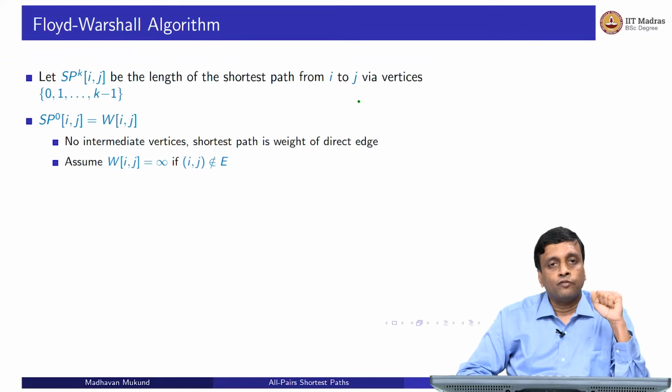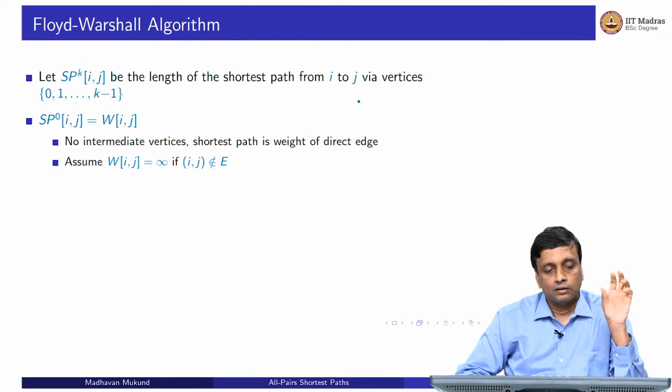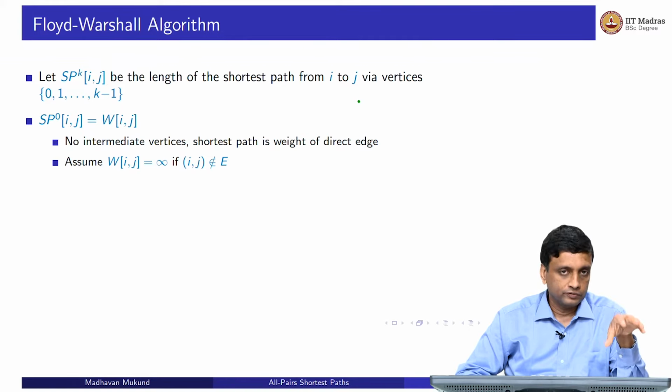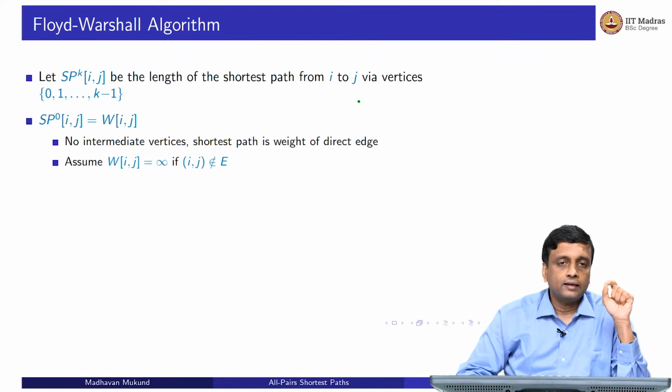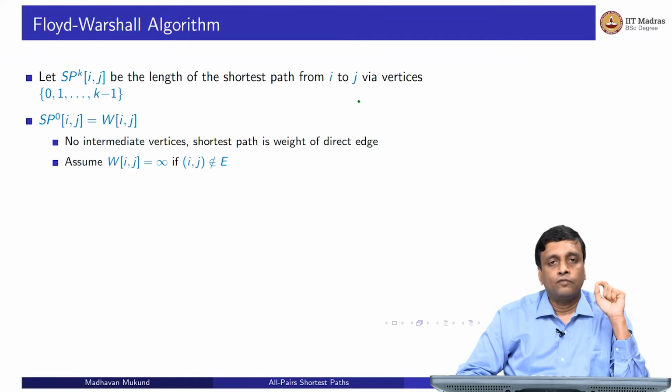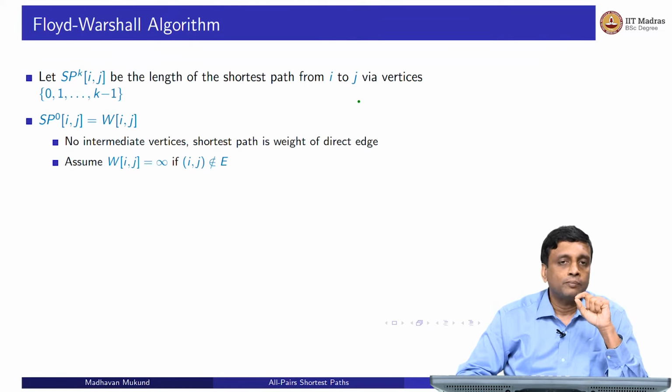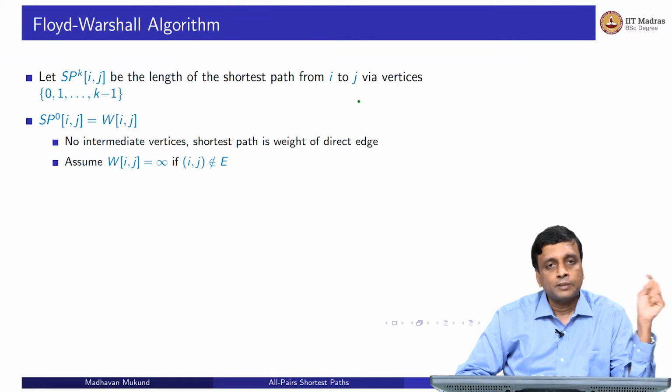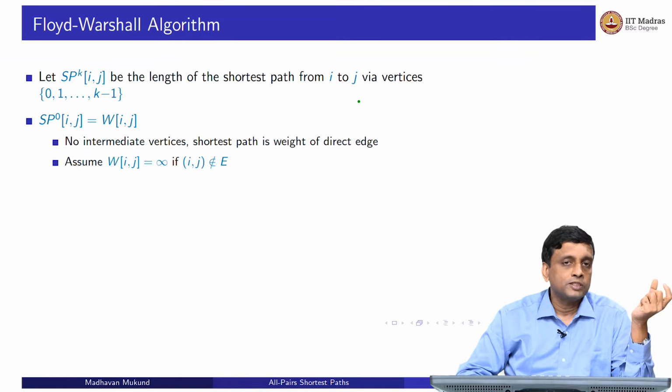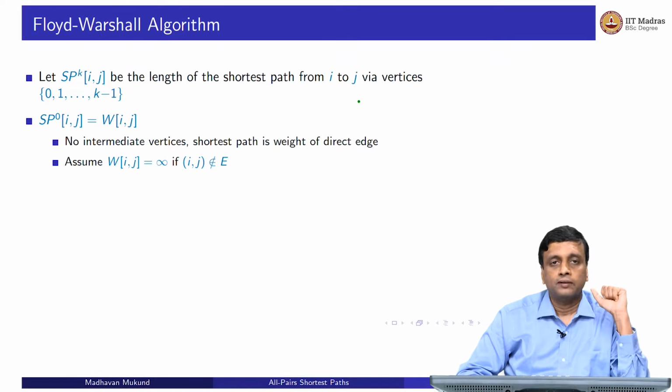So as we did for Warshall's algorithm, let us compute this quantity. There we called it B for the transitive closure part of it, but here let us call it SP for shortest path. So SP^k(i, j) is going to be the shortest path from i to j provided I stick to vertices between 0 and k minus 1. Earlier it said, does there exist a path from i to j which sits between 0 and k minus 1? Here I am computing a quantity: the length of the shortest path which sticks within 0 and k minus 1 between i and j.